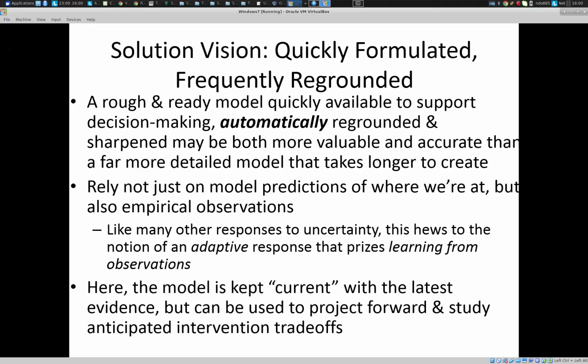Okay, so here we're trying to learn from observation all through the time with the model. And the model is kept current with the latest evidence. And we can use that to project forward and study intervention trade-offs. It's hard to assess interventions and their impact if we don't know the current situation decently well. It's hard to say, how would this intervention affect things?